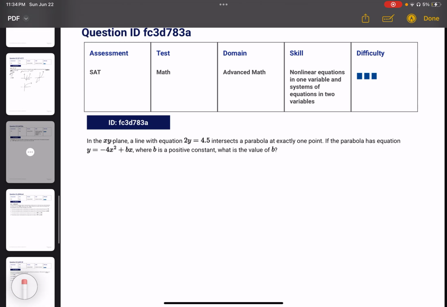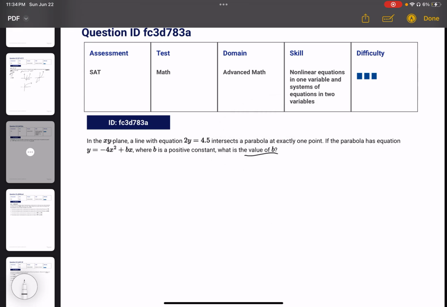Okay. In the xy plane, a line with the equation 2y equals 4.5 intersects a parabola at exactly 1 point. If the parabola has equation y equals negative 4x squared plus bx, where b is a positive constant, what is the value of b?